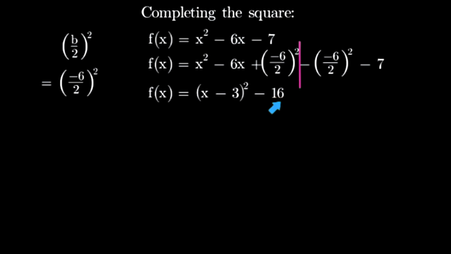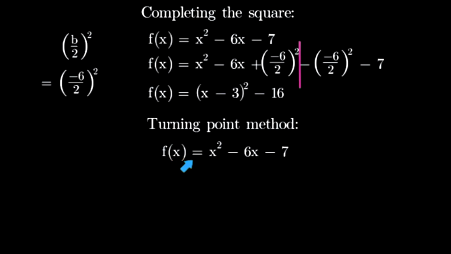Now let's look at another method which I call the turning point method. Now if you are asked to rewrite a function from this form of ax squared plus bx plus c into this form and they didn't tell you the method, well, you're allowed to use the turning point method. So all that we're going to do is write down f(x) is equal to x squared minus 6x minus 7. And from this form, you already learned how to calculate the turning point. So we calculate the turning point as follows.